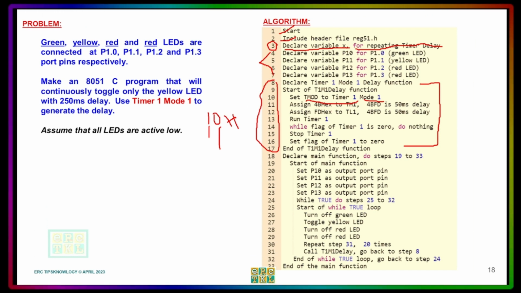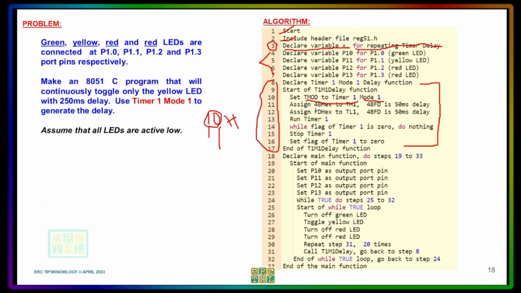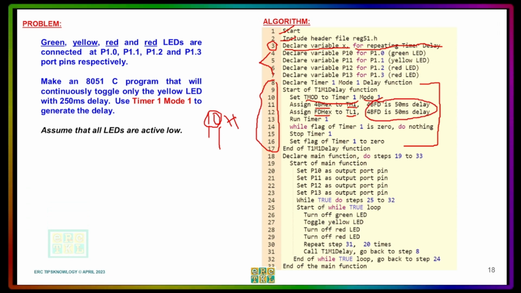But to make it timer 1 mode 1, we need to assign 10 hex to TMOD. But because this is just an algorithm, we don't really need to specifically say it. But as in assign 10 hex to TMOD, if you want, you can do that too. Then we assign this specific 4B hexadecimal number and FD to our timer registers TH1 and TL1, because if you watch our videos about this, we have to calculate for the timer delay, and 4BFD are the timer register values for TH and TL that would give us 50 milliseconds of delay.